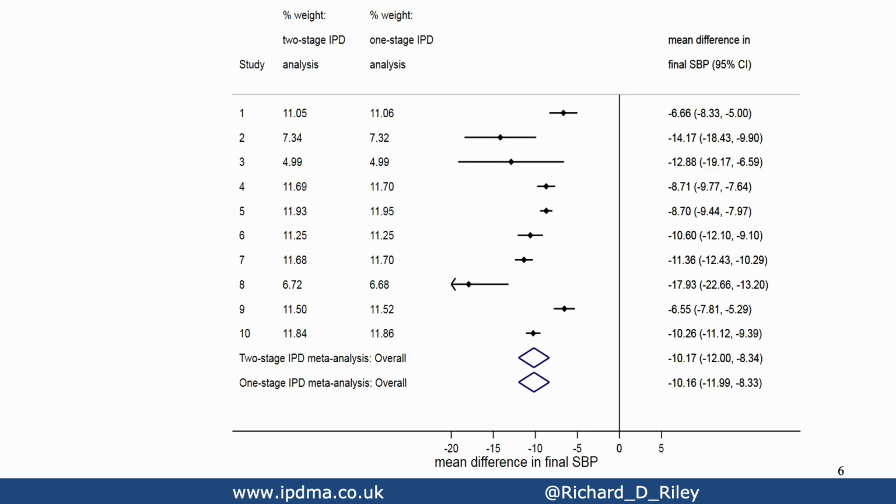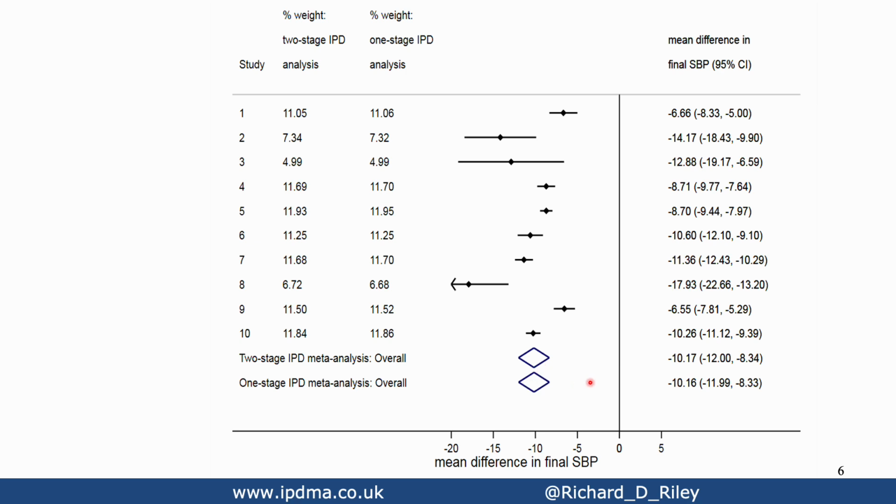Okay, so what do the results look like? So here's a forest plot, and on this forest plot I've got the 10 studies, and I've got the results of each of these 10 studies denoted here by point estimates and confidence intervals. Then at the bottom we have our summary pooled meta-analysis results from the two-stage approach and from the one-stage approach.